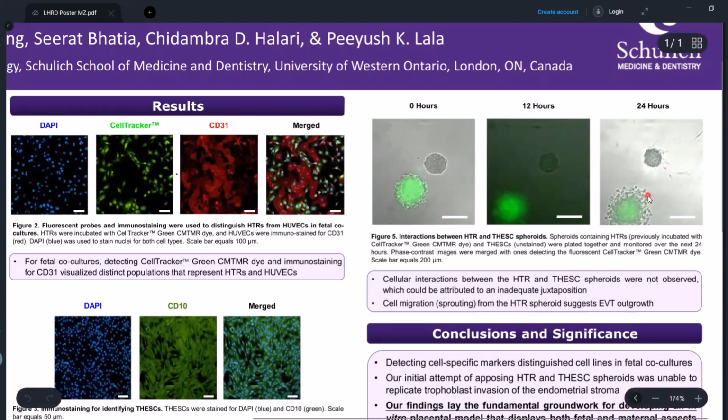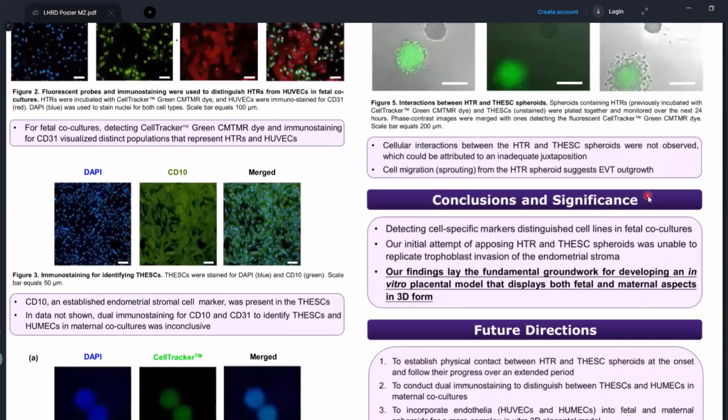From these results, we had two main conclusions. Detecting cell-specific markers distinguished cell lines in fetal co-cultures, and our initial attempt of opposing HTR and T-HESC spheroids was unable to replicate trophoblast invasion of the endometrial stroma. To the best of my knowledge, no other study has attempted to have spheroids of different types interact with one another. Overall, our findings laid a fundamental groundwork for developing an in vitro placenta model that better represents fetal and maternal components in 3D forms.